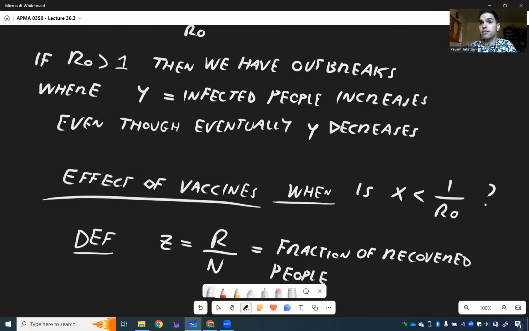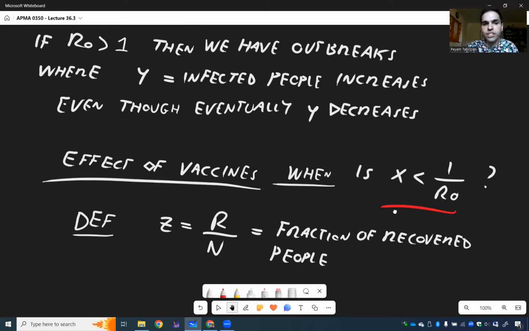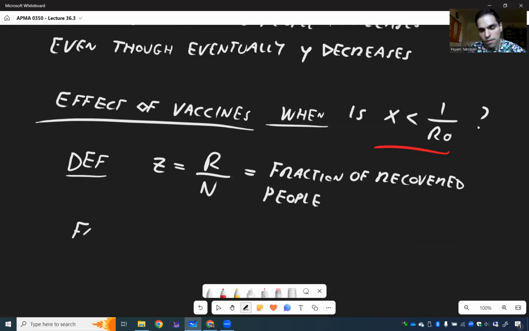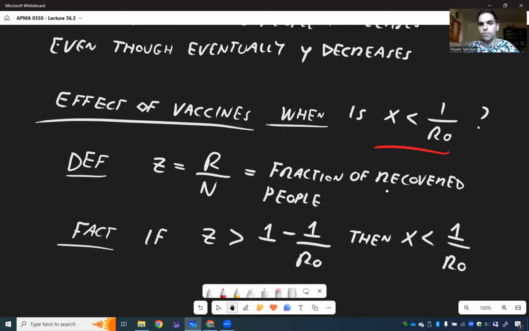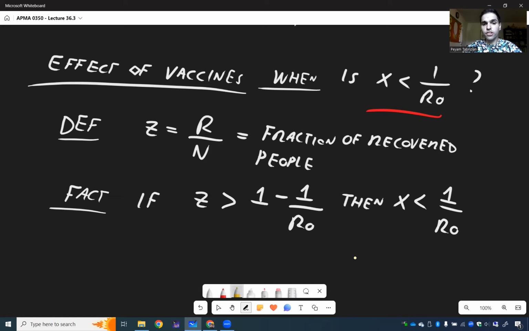And here is a very easy criterion that guarantees that x is less than 1 over r naught, that we are in the good region. So, fact: if z is greater than 1 minus 1 over r naught, then x is less than 1 over r naught. And the proof of this is in the notes if you're curious. But more interestingly, let's talk about the interpretation of this.